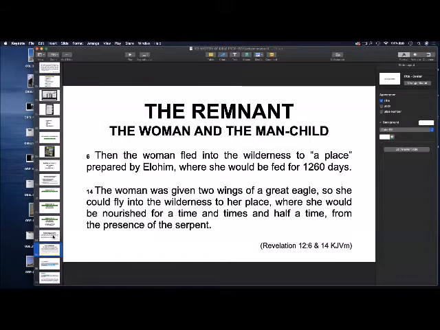Now the remnant is a different message. Then the woman fled into the wilderness to a place prepared by Elohim, where she would be fed for 1260 days. The woman was given two wings of a great eagle so she could fly into the wilderness to her place, where she would be nourished for a time and times and half a time from the presence of the serpent. Revelation 12:6 and 14. I want to go into depth on this. This is really very important. This is a message of divine survival instructions for the remnant.